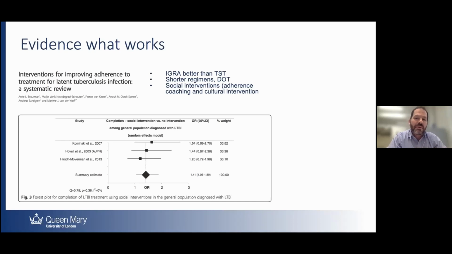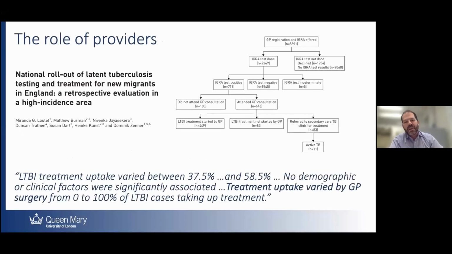So obviously, things that we know: IGRA is probably better than TST in terms of the treatment cascade. Shorter regimens are incredibly helpful. Directly observed therapy, even for LTBI, may be helpful. And then there's a range of different social interventions, such as adherence coaching, cultural interventions, and all the rest of it.